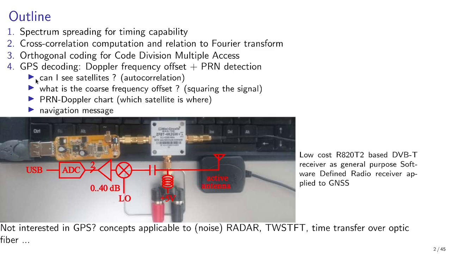These records have been collected using one of these low-cost RTL-SDR DVB-T dongles, digital video broadcast receivers, fitted with an active antenna, the only additional element being a bias T to power the active antenna and separate the radio frequency component from the DC power supply reaching the active antenna.